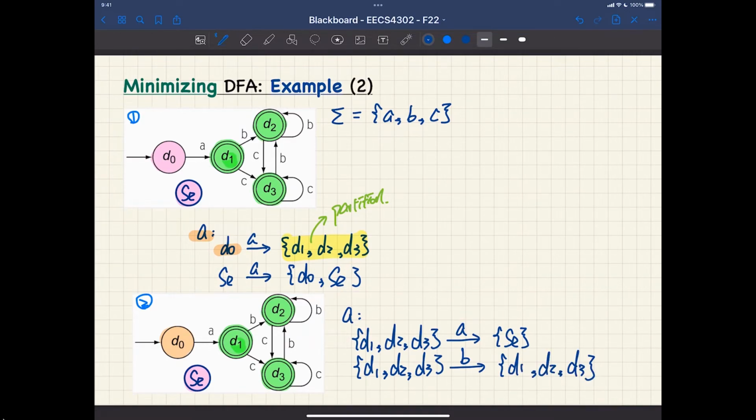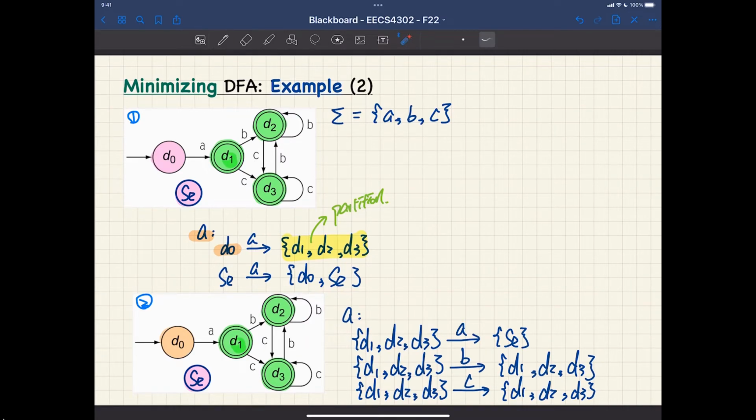Finally, why don't we try C? D1 taking C here. D2 taking C here. D3 taking C over here. The same partition. Yeah, so you're actually right. Okay, good. So that's how you justify, right? D1, D2, D3. And then C, D1, D2, and D3. So that will be the final partition.